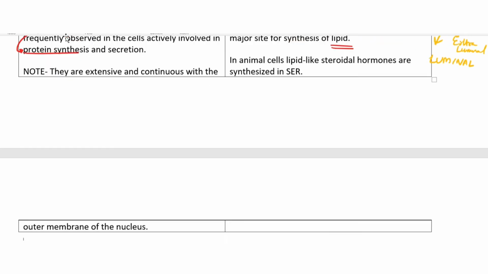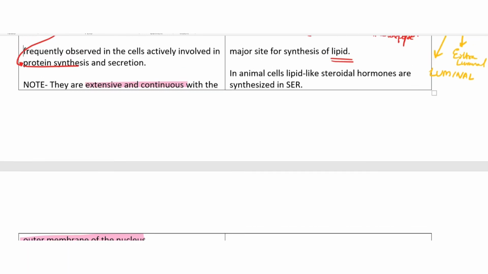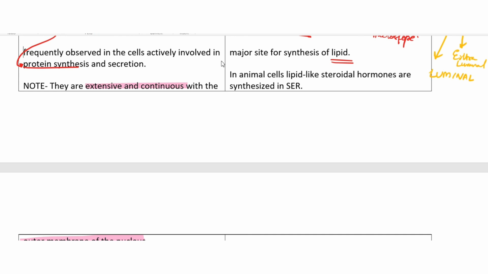And the rough endoplasmic reticulum is extensive and continuous with the nuclear membrane, the outer membrane of the nucleus. Talking about smooth endoplasmic reticulum, the main function is synthesis of lipid. For rough endoplasmic reticulum, the main function was protein synthesis. For smooth endoplasmic reticulum, the main function was lipid synthesis.